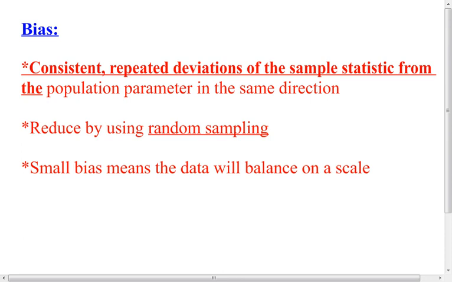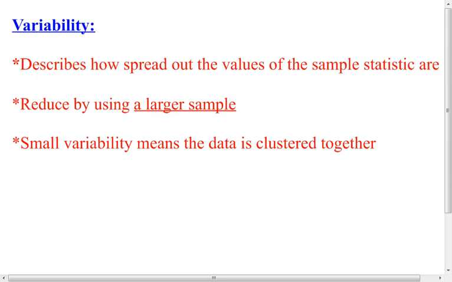If you have small bias, it means your data will, if you were to think about putting it on a scale, balance on a scale, and we'll look at some examples in a minute.